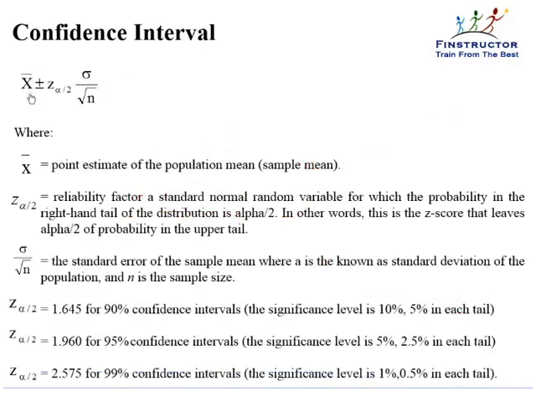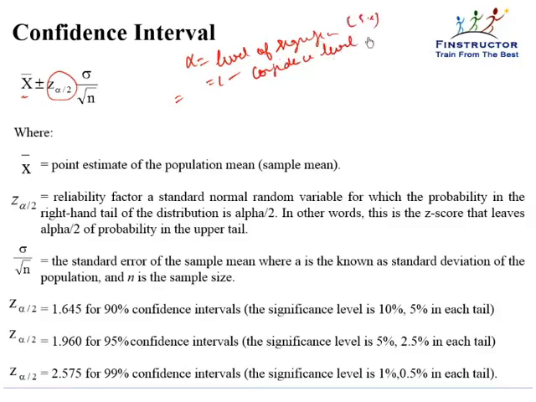Applying the central limit theorem, the mean will be the population mean. The standard deviation will be sigma by root n, that is the standard error. And the reliability factor can be estimated from a normal distribution. Alpha is the level of significance. It is equal to 1 minus the confidence level that we want to have in our estimate. So if alpha is 5%, that means the confidence level will be 95%. So we want to tell that 95% of the times, the mean will be within what range?